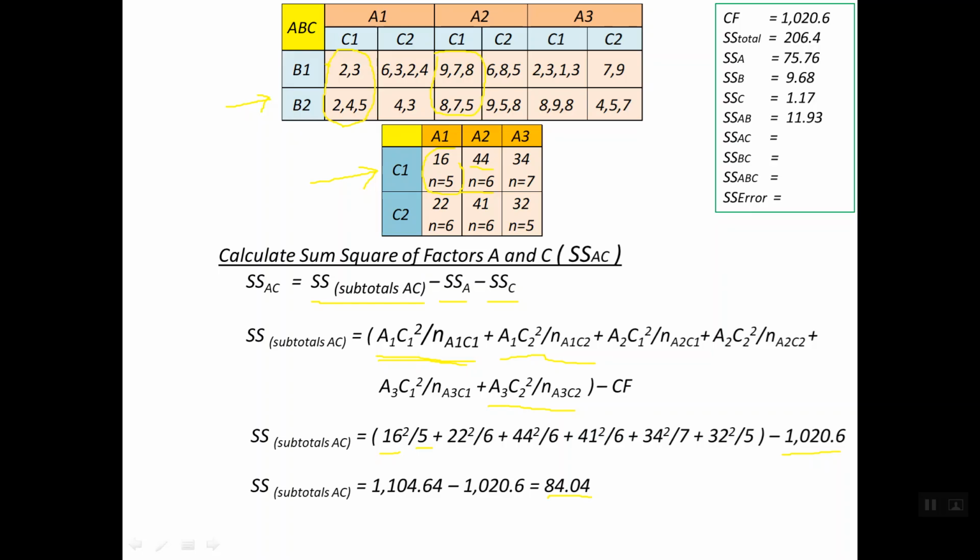This is not the SS for AC, this is the SS for the subtotals between factor A and C. How to find the SS for AC? This is the value of the SS for the subtotals. And regarding the 75, it is the SS for the factor A, and 1.17 is the SS for the third factor, which is factor C. So the value of the SS for AC is 7.11.